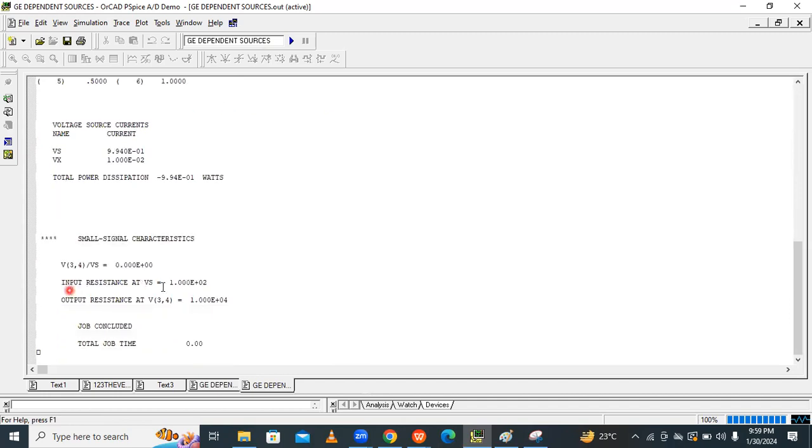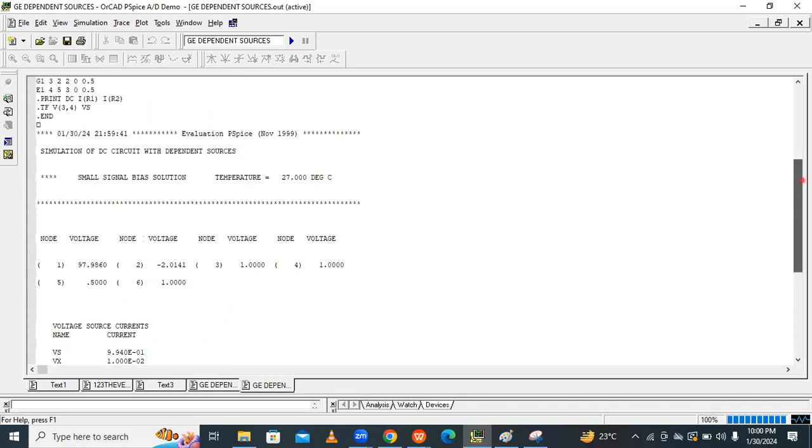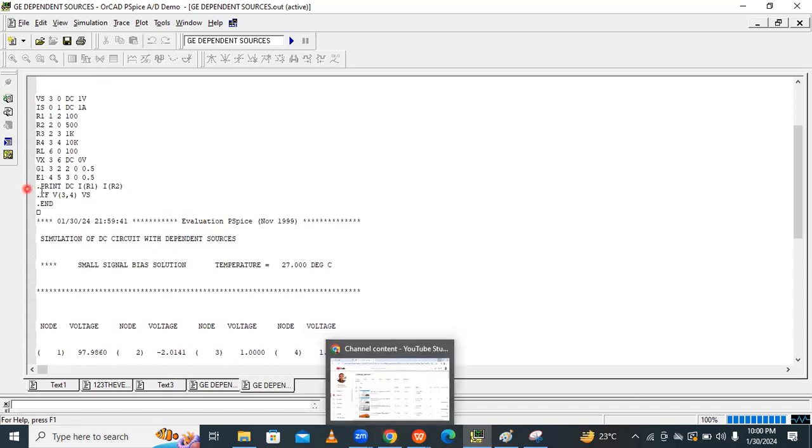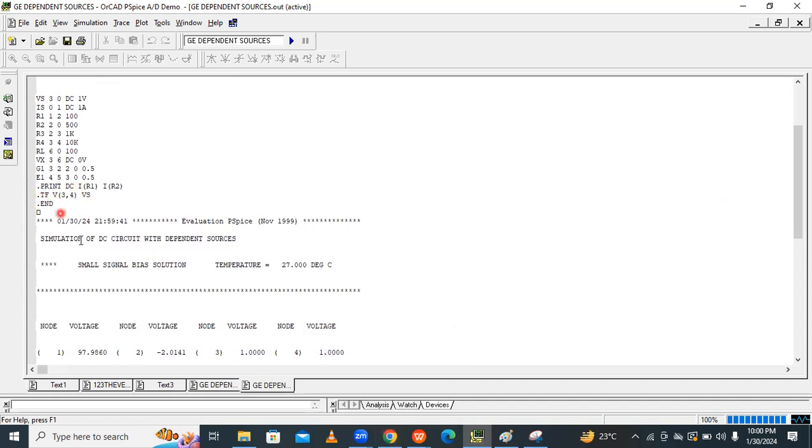The input resistance is 1 into 10 to the power of 2, and the output resistance is 1 into 10 to the power of 4, that is 10K, 10 kilo ohms. We will get the Thevenin's resistance. In this way, we find the Thevenin's equivalent resistance by using the command .TF V(3,4).